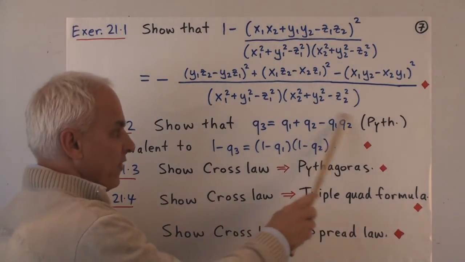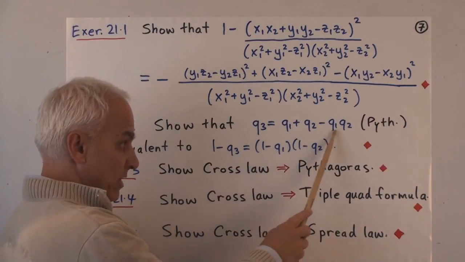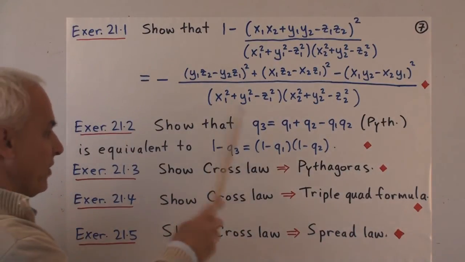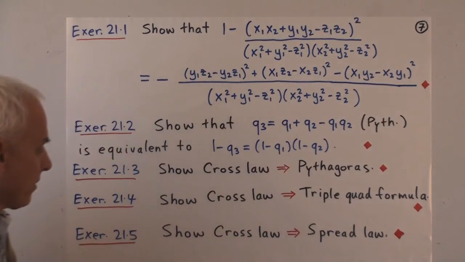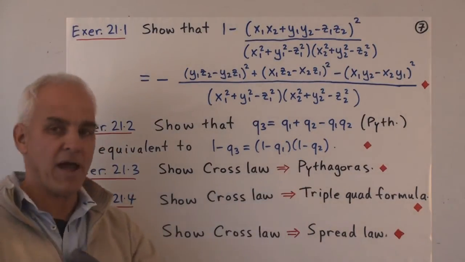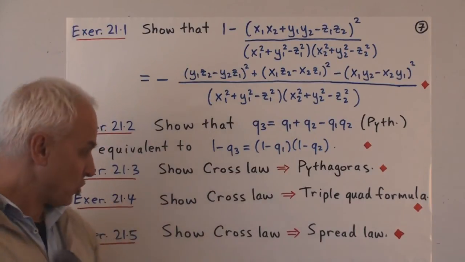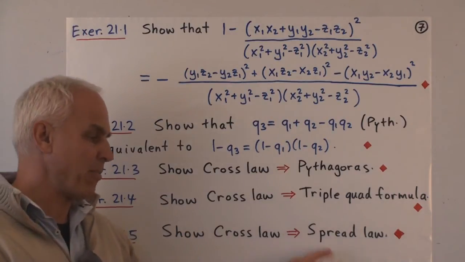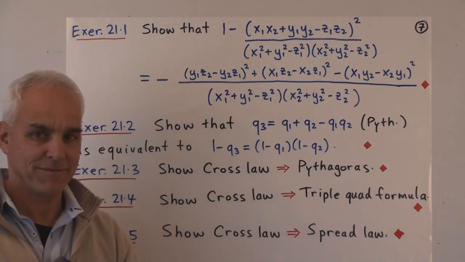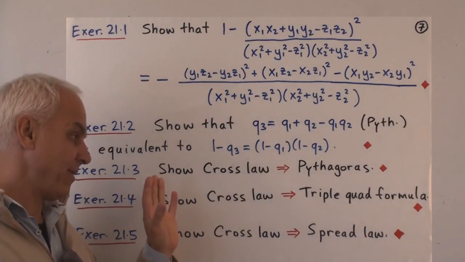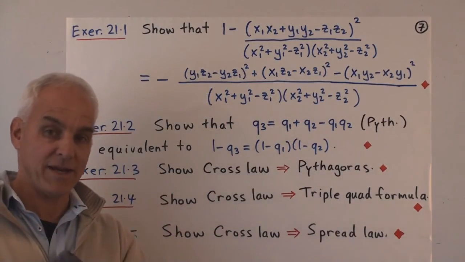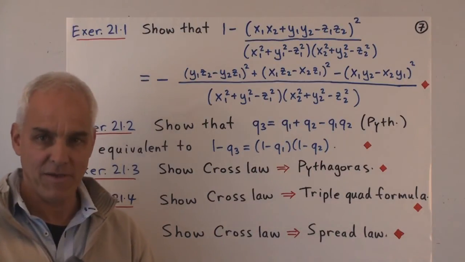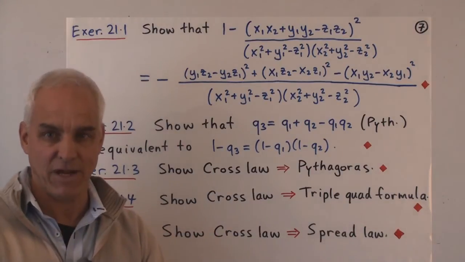Show that the Pythagoras' formula relation, Q3 equals Q1 plus Q2 minus Q1 Q2, is equivalent to this formulation: 1 minus Q3 equals 1 minus Q1 times 1 minus Q2. Show that the cross law implies Pythagoras' theorem. Show that the cross law implies the triple quad formula. And show that the cross law implies the spread law. Giving you an idea that the cross law, just as in the Euclidean case, is the most powerful law, even though it's seemingly the most unwieldy. It kind of contains the most information.